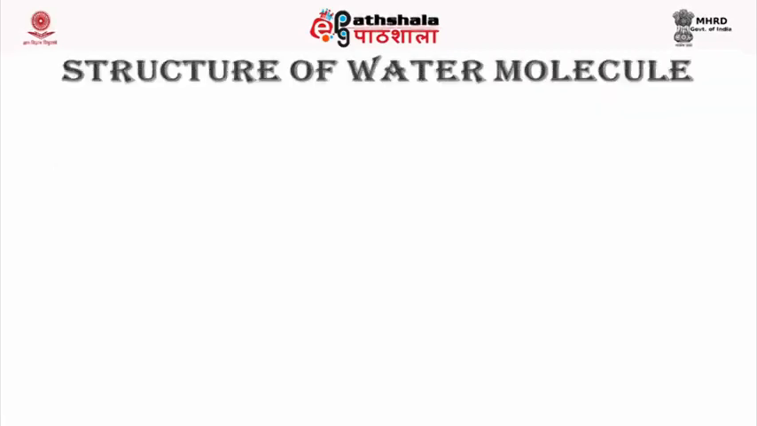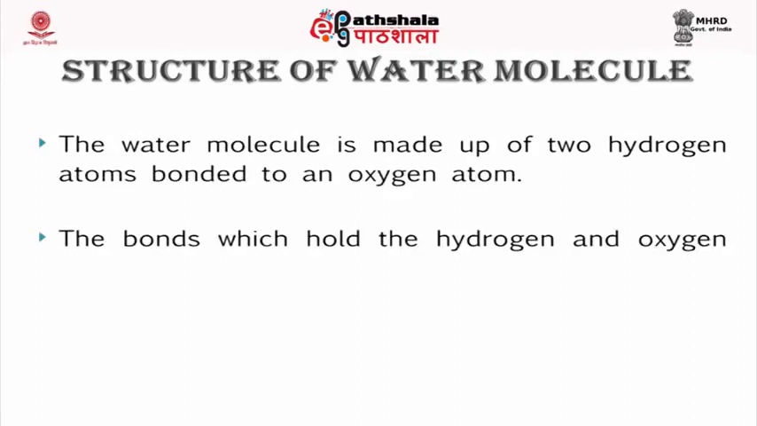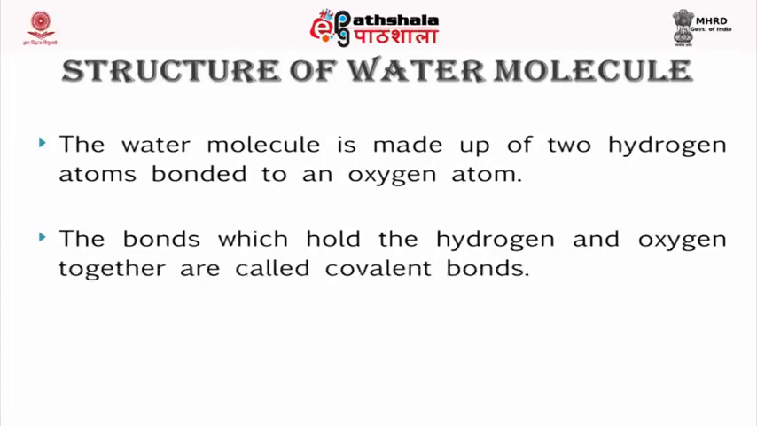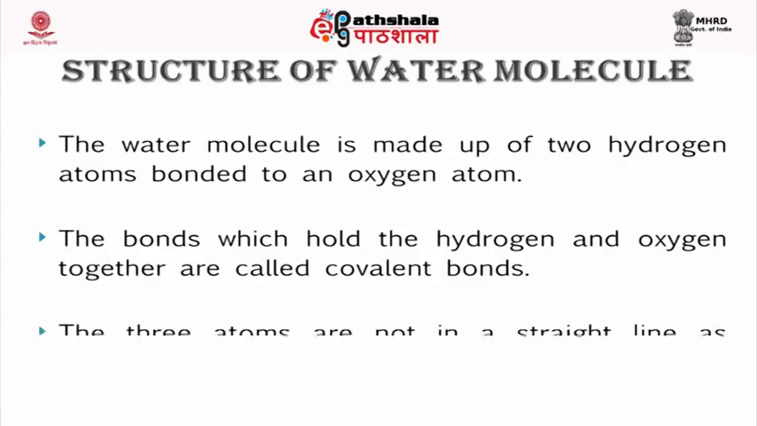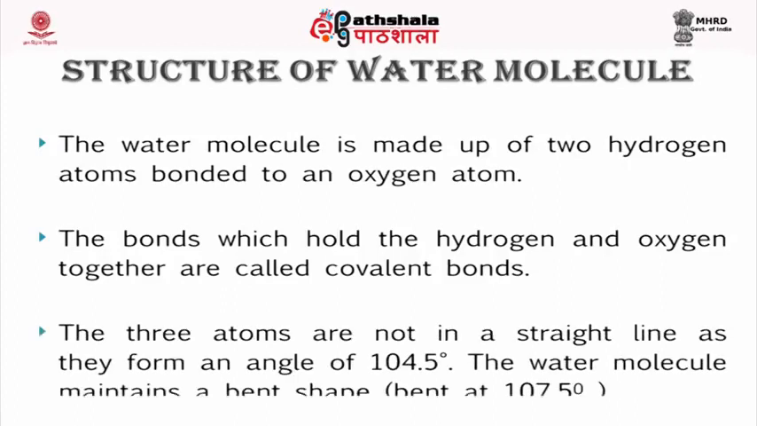Structure of water molecule. The water molecule is made up of two hydrogen atoms bonded to an oxygen atom. The bonds which hold the hydrogen and oxygen together are called covalent bonds. The three atoms are not in a straight line as they form an angle of 104.5 degree. The water molecule maintains a bent shape of 107.5 degree.